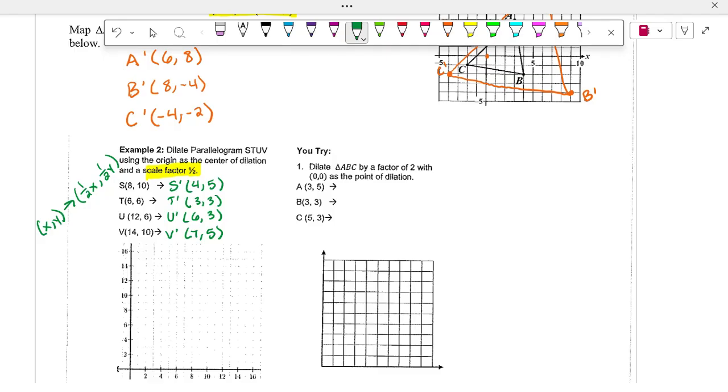All right, what about the next one? We're going by a scale factor of 2. So what am I multiplying by? 2. So A prime would be 6, 10. B prime would be 6, 6. C prime would be 10, 6. So as an arrow notation, what would that look like? (2x, 2y).